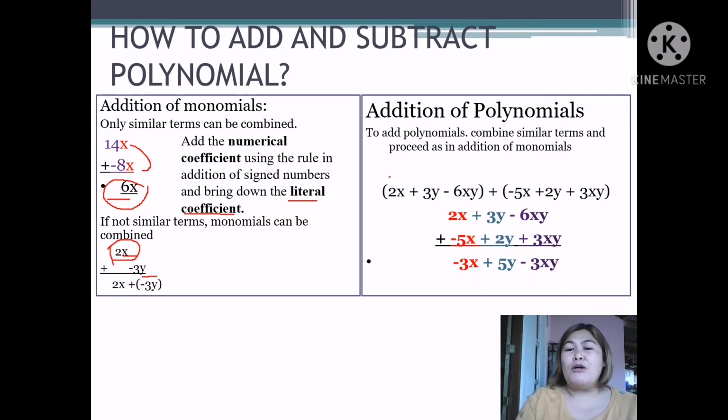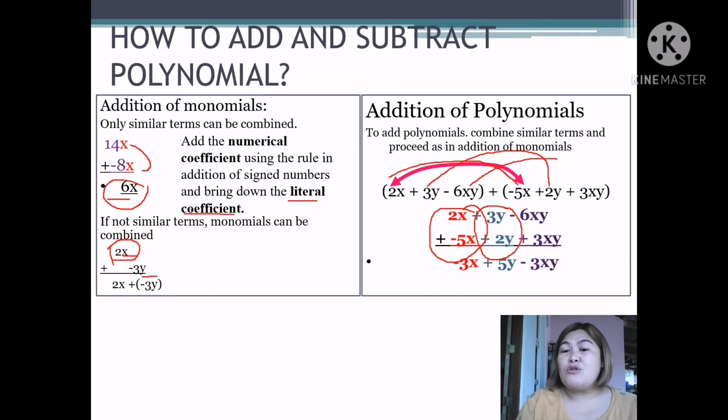In our example, 2x and negative 5x have the same variable, so they are similar terms. Another one is 3y and 2y. They both have y as their variable, so they are similar terms. And the last one is negative 6xy plus 3xy. They have the same variable, so they are similar terms. And now, proceed with the addition of monomials.